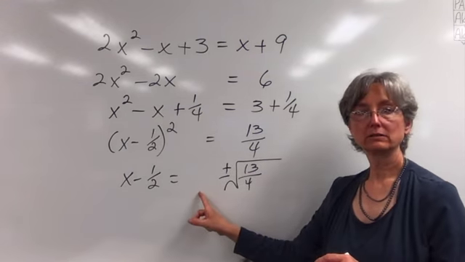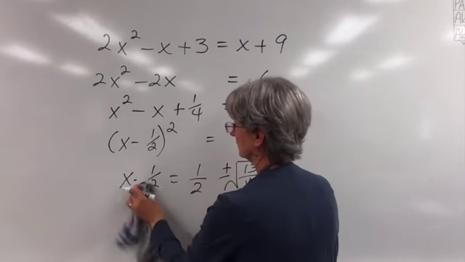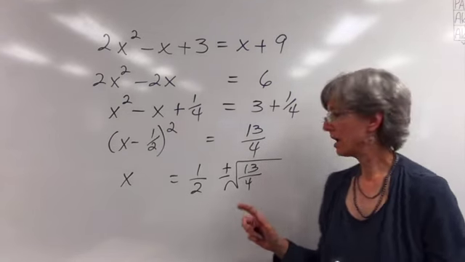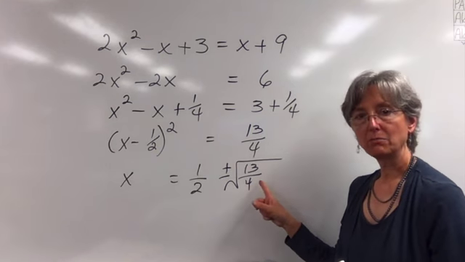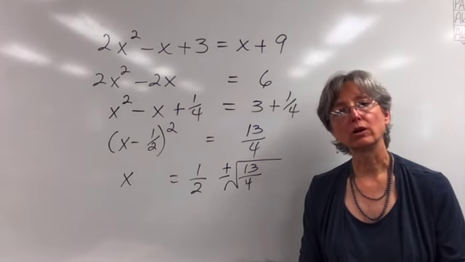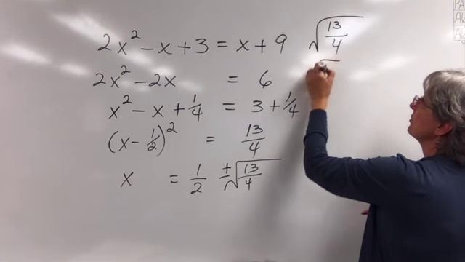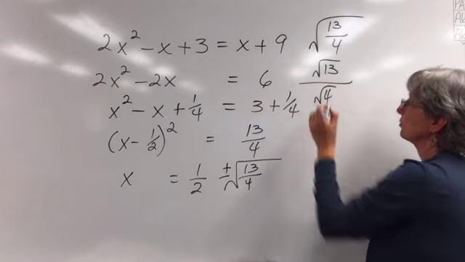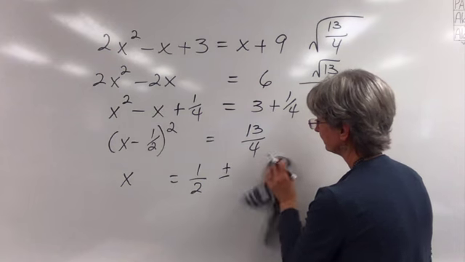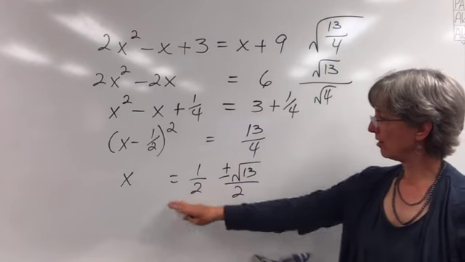Bring over my 1/2. So x equals 1/2, brought it over, plus or minus the square root of 13 over 4. By the way, this is the same as the square root of 13 over the square root of 4. What's the square root of 4? Let me show you this. The square root of 13 over 4 is the same as the square root of 13 over the square root of 4. What's the square root of 4? It's 2, isn't it? So, plus or minus the square root of 13 over 2. All of this is over 2.